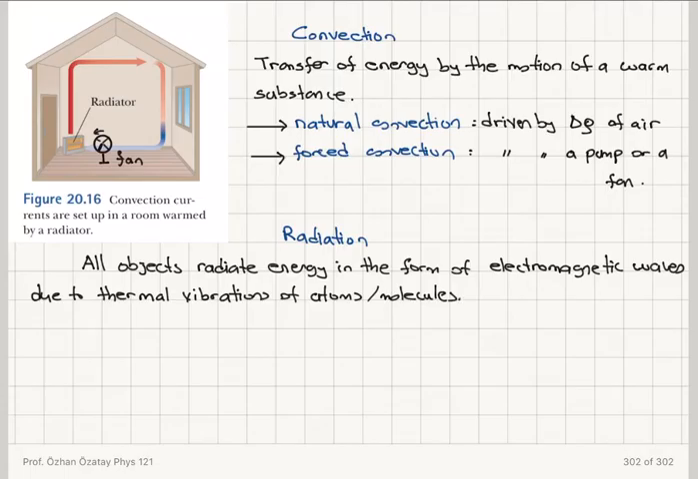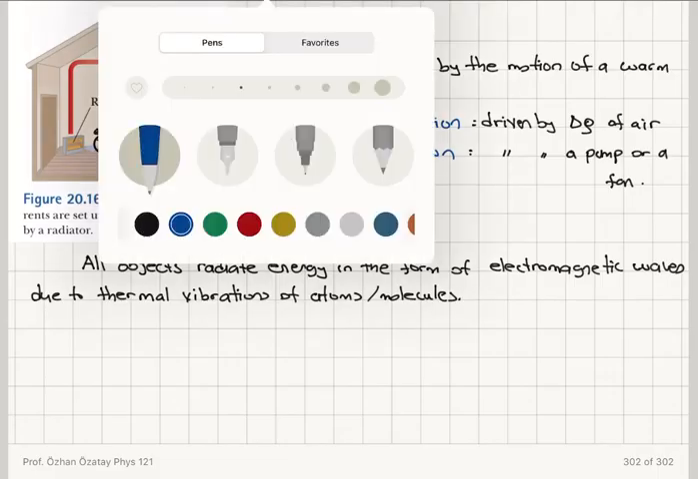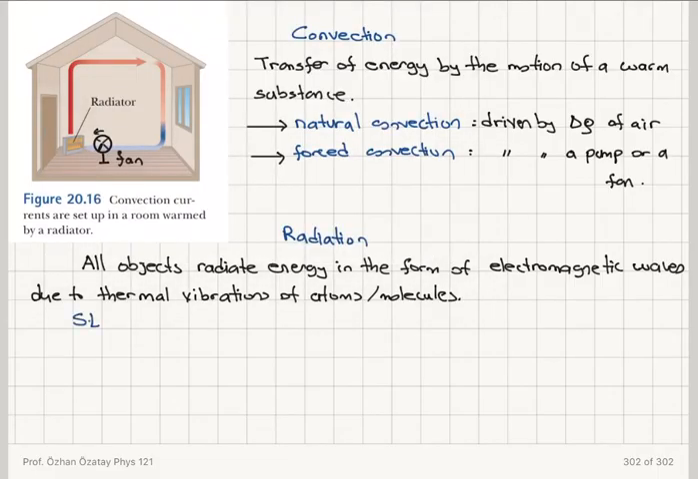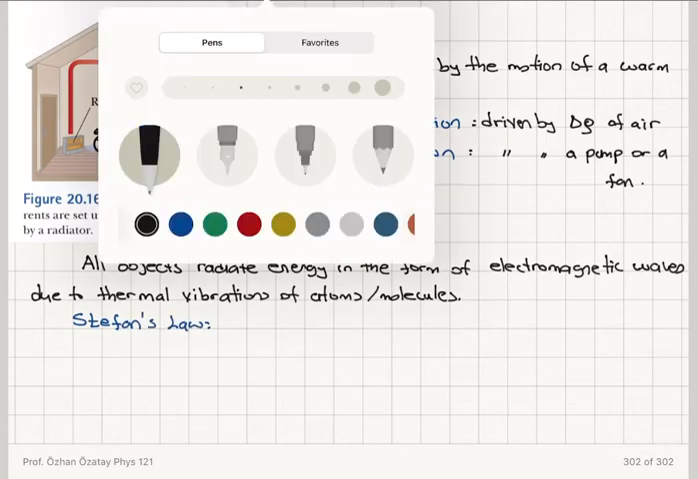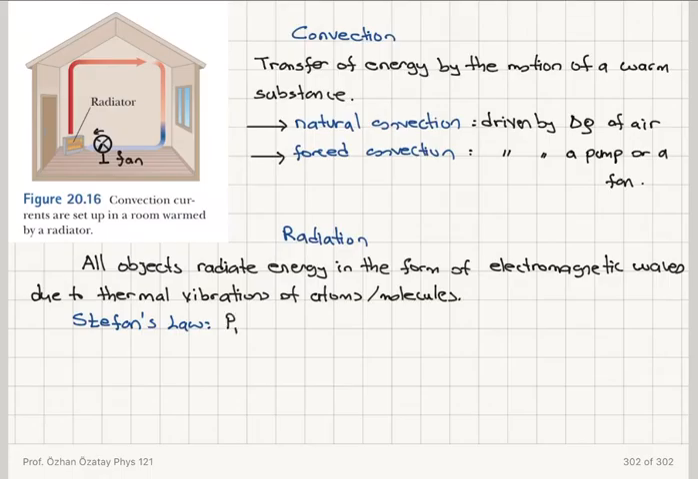How much is the power radiated by an object? The answer is given by Stefan's law. Stefan's law states that the radiated power from an object is proportional to the fourth power of its temperature. The proportionality constant is Stefan's constant sigma. It also depends on the cross-sectional area, the emissivity, which defines the ratio of emitted to absorbed radiation, times T to the 4th. So this sigma is Stefan's constant.